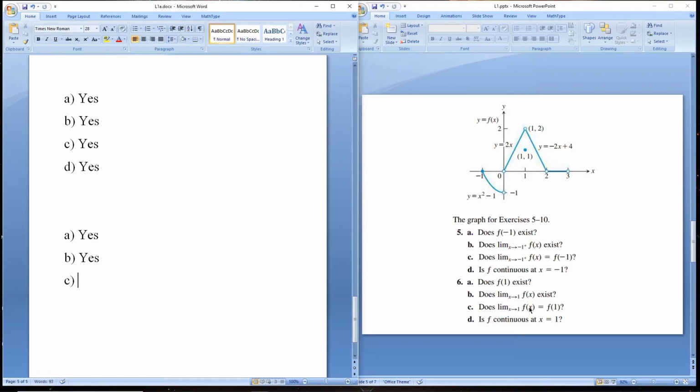Does this limit equal f of 1? Does the limit equal the function? Well, the two-sided limit is right here at the hole. The two-sided limit is 2, and the function output is 1. They do not equal. Is it continuous then? No. Since the function and the limit don't equal, we would say this is discontinuous.